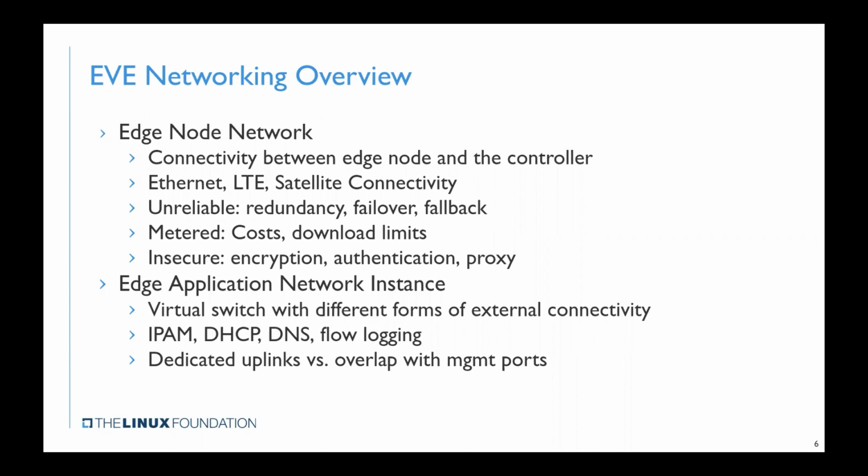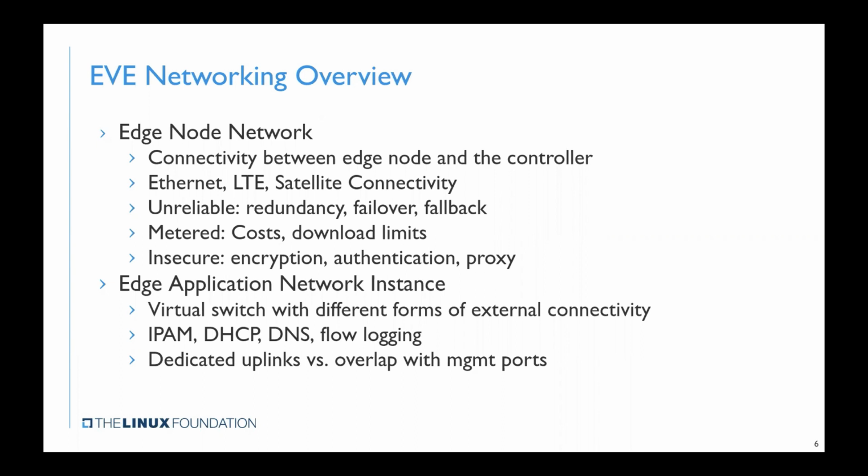And so, this is the edge node network, right? And when we are talking about network instances, we are actually talking about virtual switches, which are inside the edge node, managed by the EOS. So EOS is the management plane, and the Linux network stack is the data plane. And these virtual switches are there to provide networking for applications.